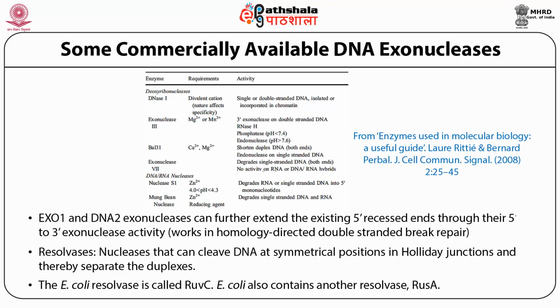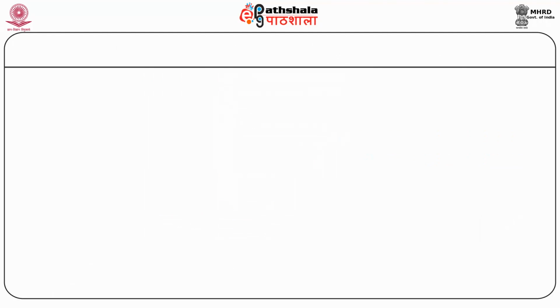And there are some mixed activity nucleases that can cut both DNA and RNA. For example, nuclease S1 that requires zinc ion. It can degrade RNA or single stranded DNA into 5' mononucleotides. Then there is mung bean nuclease that also requires zinc and a reducing agent. It can degrade single stranded DNA as well as RNA.